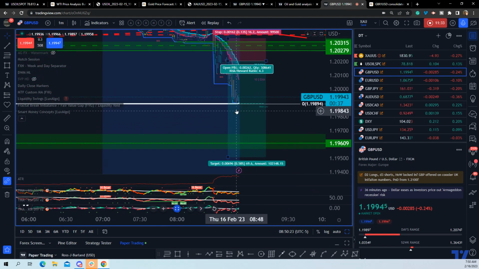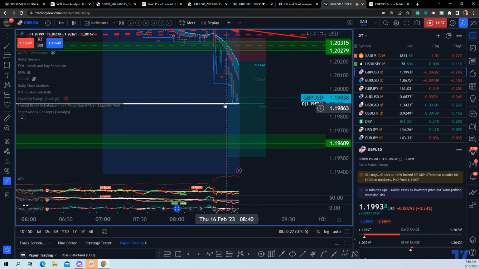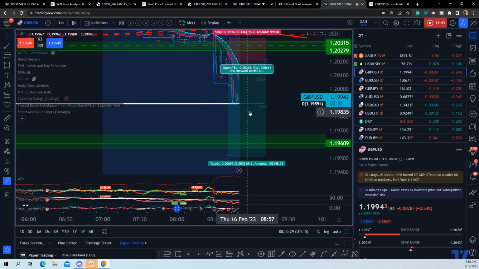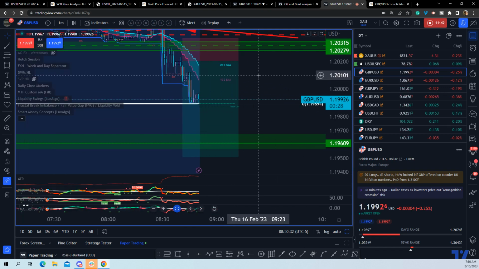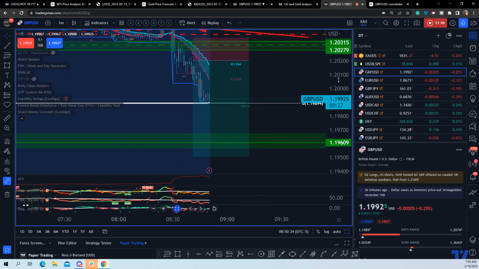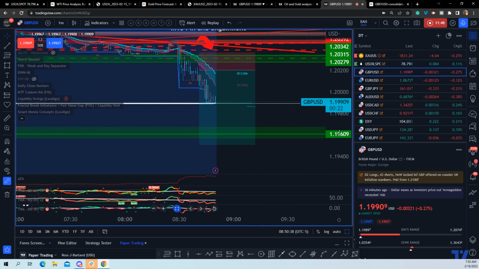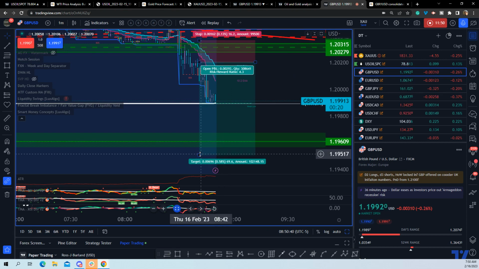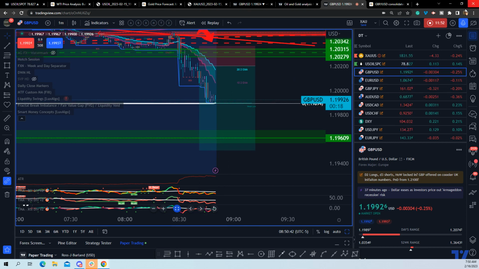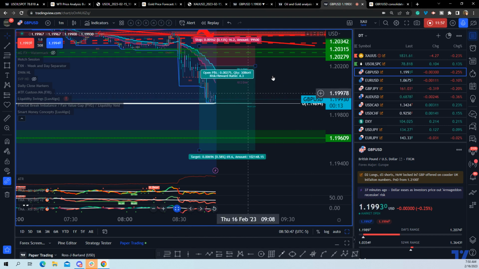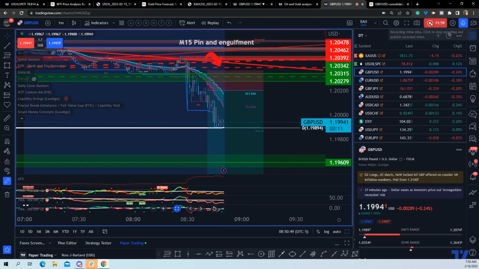Right, so the position can be added to on a break of these lows. Cash in the bank, covering, getting paid on the day, and then reloading on a break of these lows into 50. Right, leave it there, and I hope everyone's done well on that. Good luck out there.